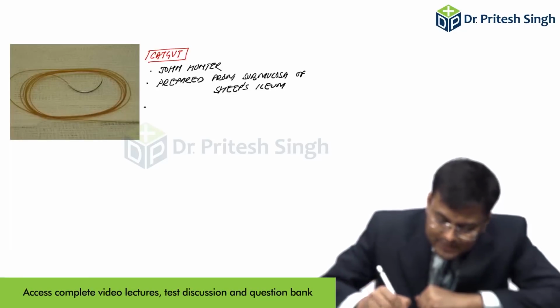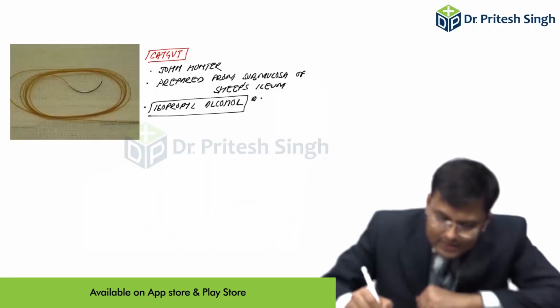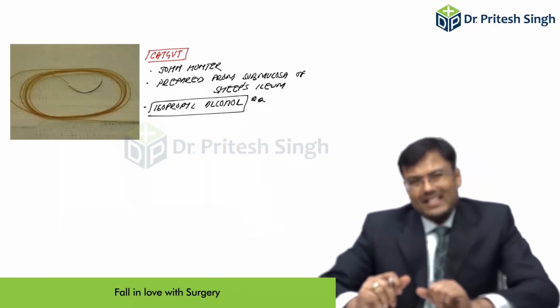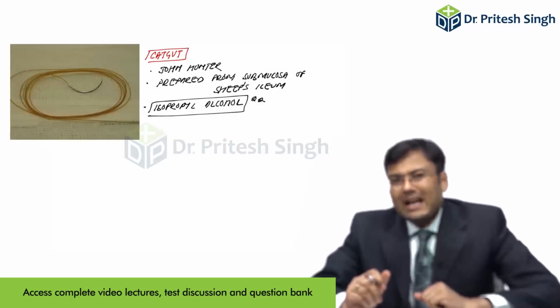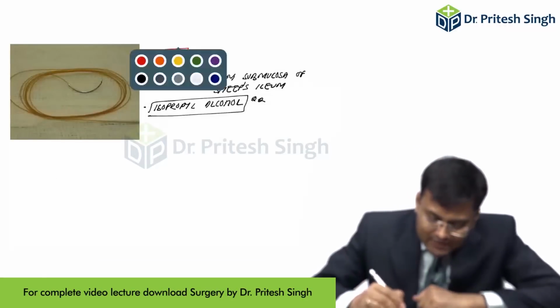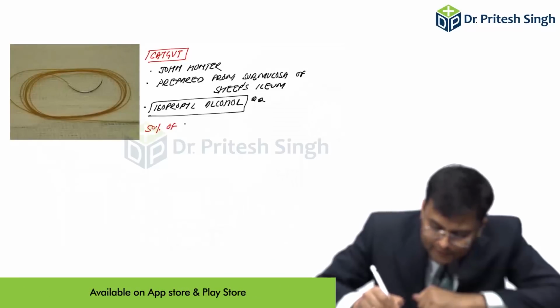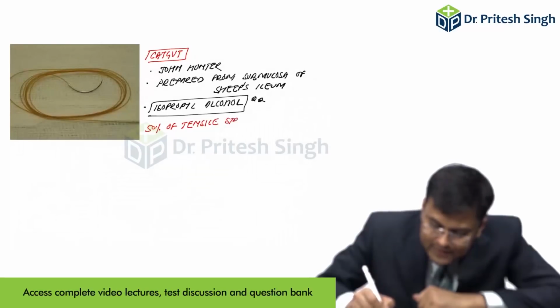We use one preservative for packaging of catgut. This is frequently asked. The preservative used for packaging of catgut is isopropyl alcohol because it's a natural absorbable suture. After that, it loses 50% of its tensile strength. 50% of its tensile strength is lost in 3 days.